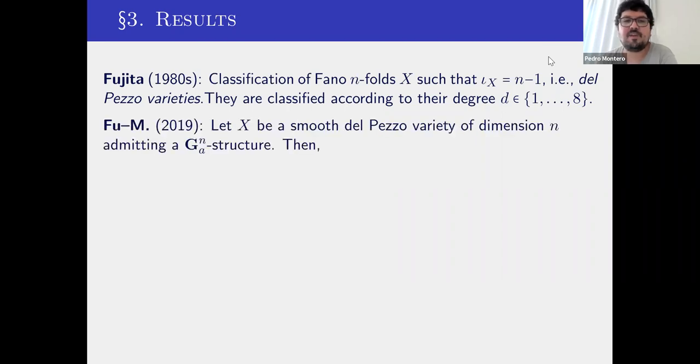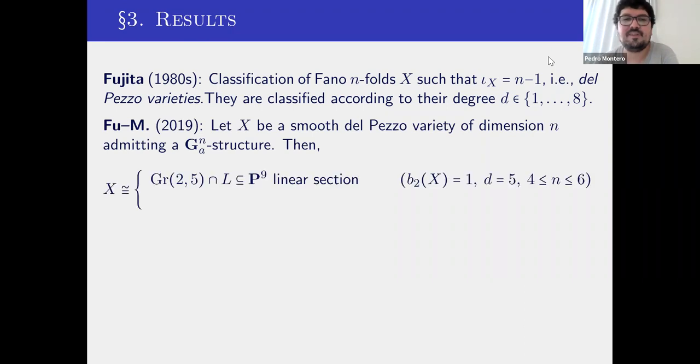And we proved with Baohua Fu, who was here in the last seminar, I think, that if you have a del Pezzo variety of dimension n which is additive, then we have a classification of these varieties, and there are essentially two types. The first type is the variety of Picard rank one.